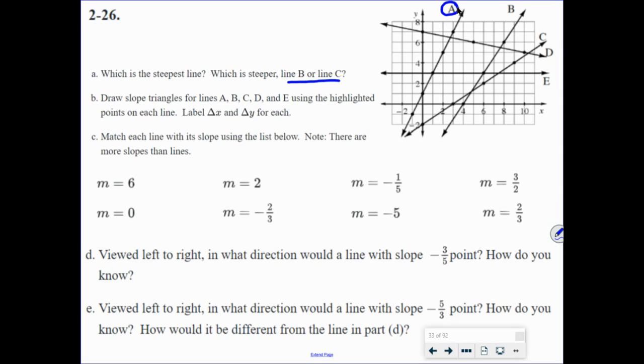You are now going to draw slope triangles for A, B, C, D, and E. All right, there are five lines there, using the highlighted points on each line. Label, remember, change in x and change in y for each. Now, once you do that, you're going to match it to the slopes below. Now, there are 5 lines and there are how many slopes here? 8. So you're not going to necessarily use all of the lines or all the slopes. Well, you're not going to use all the slopes.